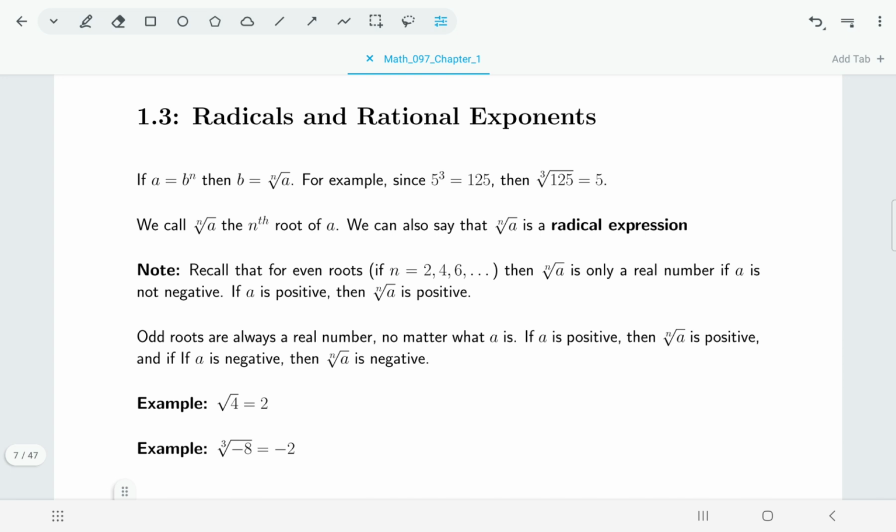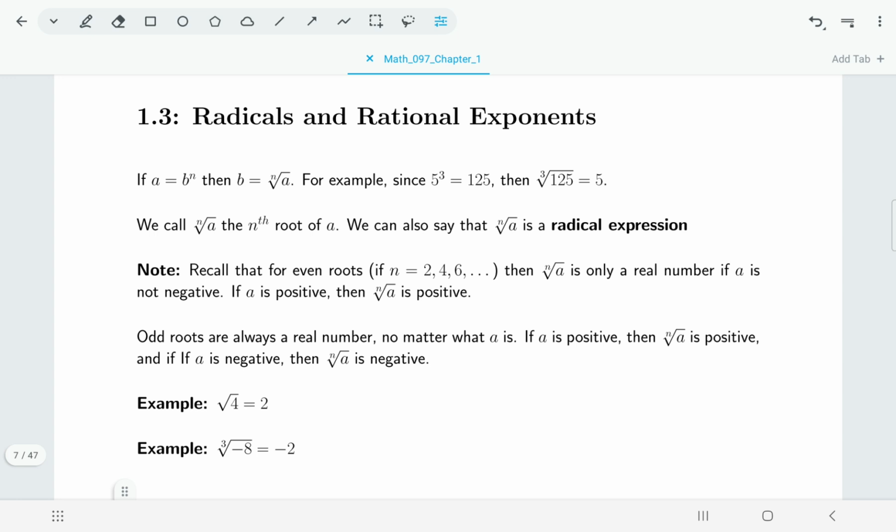Welcome back. In this section, we'll be looking at radicals, which are another word for expressions involving roots, and we'll also be looking at rational exponents. What happens if we have a power that's a fraction? A couple of things just to remember from before.